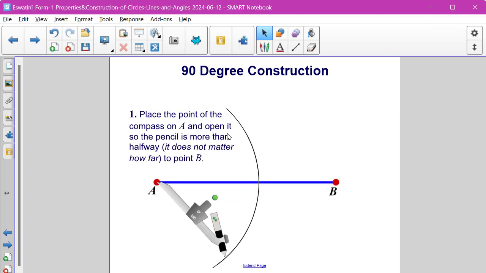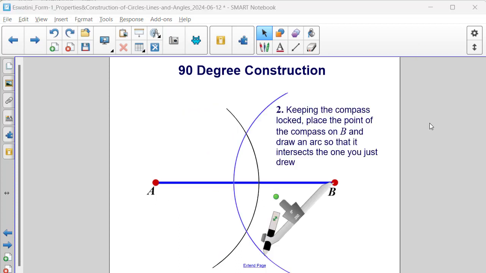So we're going to begin by placing the point of our compass on point A, and we're going to open it so that the pencil is more than halfway. It doesn't matter how far it is, just as long as it's over half the distance to B. And from here, we're going to draw an arc that goes all the way through, and we're giving extra room both above and below our segment.